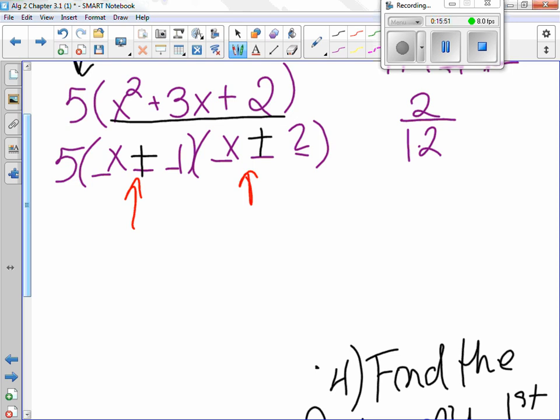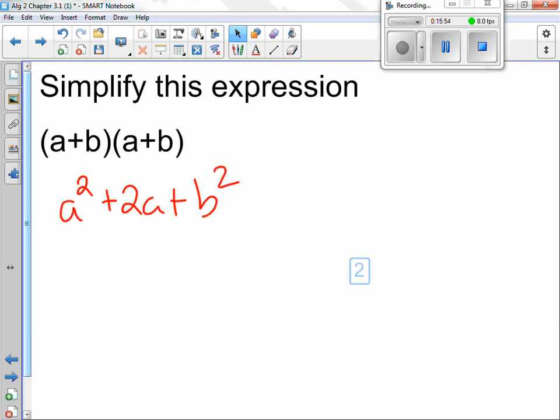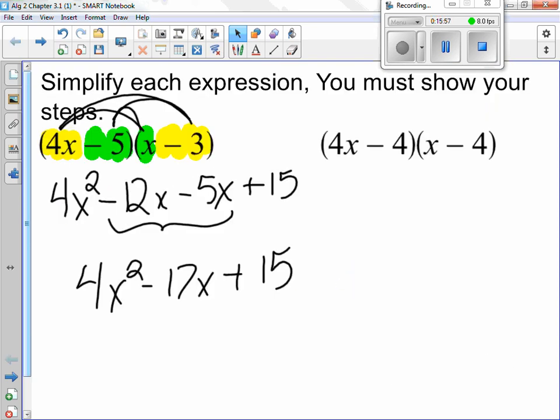So before we do the next step, let's look back at the previous one. Where did I get 17? Because I got negative 12 from 4x times negative 3, yes? And I got negative 5 from negative 5x times x, which gave me this here, yes? So we got the middle term from the outer two, 4x times negative 3, and the inner, negative 5 times x. That's where the middle term comes from, yes? We got the first and last term from 4x times x and negative 5 times 3, yes? Okay.